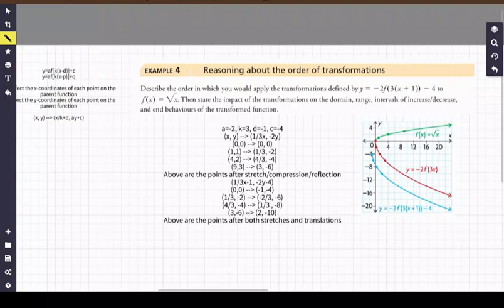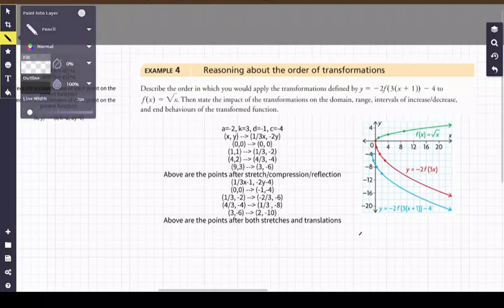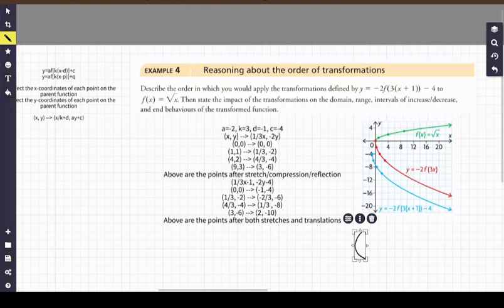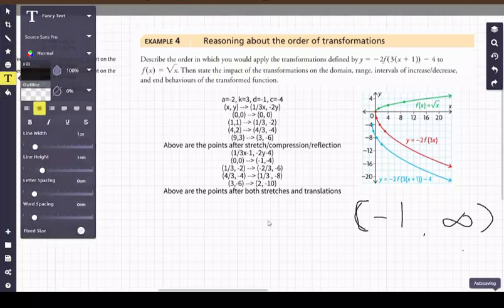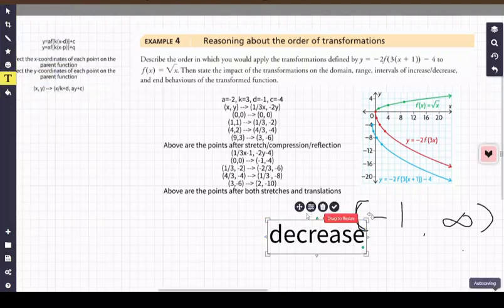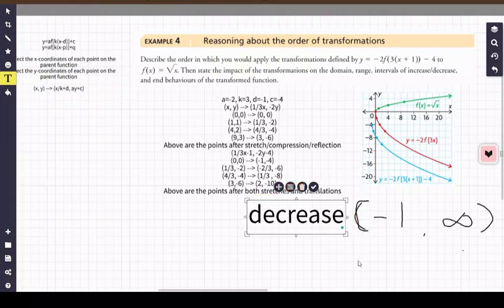Okay, so it decreases on the interval from -1 all the way to infinity. And now infinity, this should be a square bracket because that's part of the value. And now infinity. So this is decrease. So decrease on the following values. Decrease on this interval.